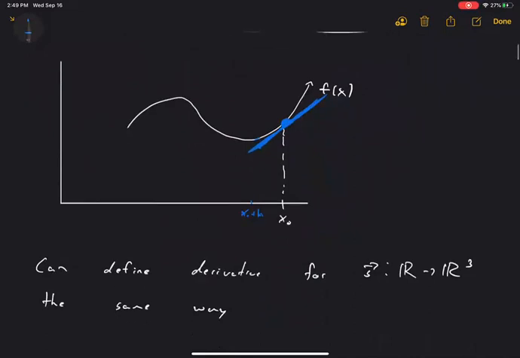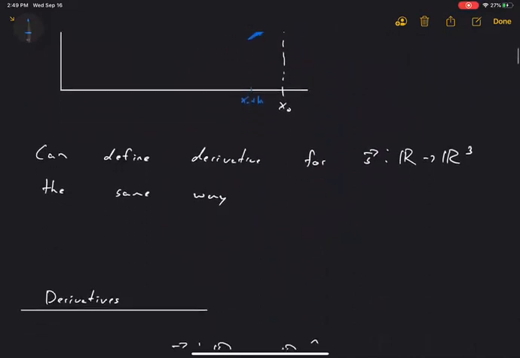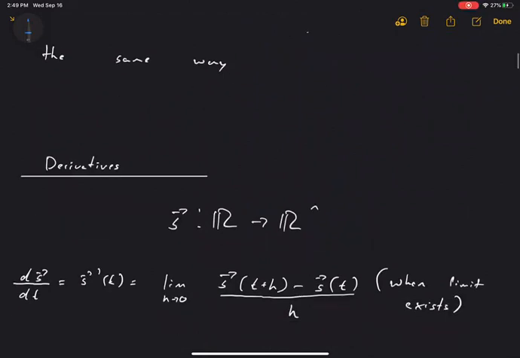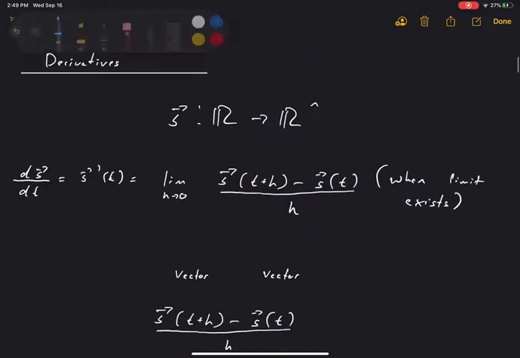Now let's switch our thinking to vector valued functions. It turns out we can define the derivative of vector valued functions in the exact same way. So let's consider our vector valued function s from R to Rn.